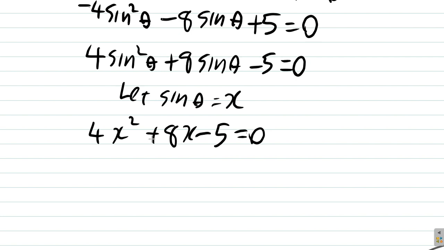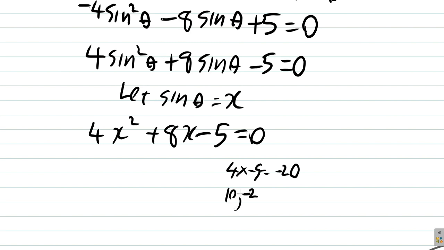Now, let's see. Could we solve this by factorization? Let's see something here. AC method, 4 by negative 5 is negative 20. Which two numbers multiply to give a negative 20 and add to give a positive 8? 4 and 5 won't work. 10, 2. I think of 10 and 2.